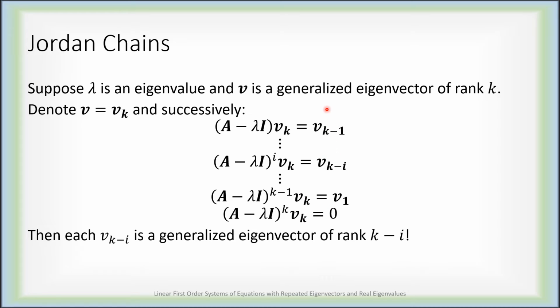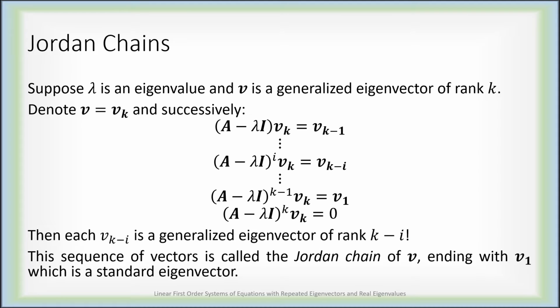Okay, because this was specifically a generalized eigenvector of rank k to begin with, there is no smaller power of A minus lambda I that I can throw against v_k and get out 0. So none of these are 0 until the last one, which tells me that along the way, each v_{k-i}, if I apply the matrix A minus lambda I k minus i times, I'll get down to this 0 with no zeros in between. So all of the v_{k-i}'s are themselves generalized eigenvectors of rank k minus i. This sequence of vectors is called the Jordan chain of the vector v, ending with v_1, which is now an eigenvector of rank 1, a traditional standard eigenvector.